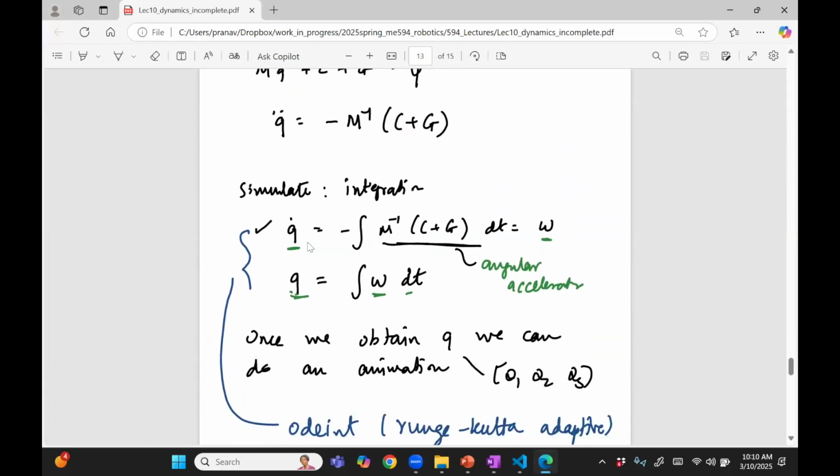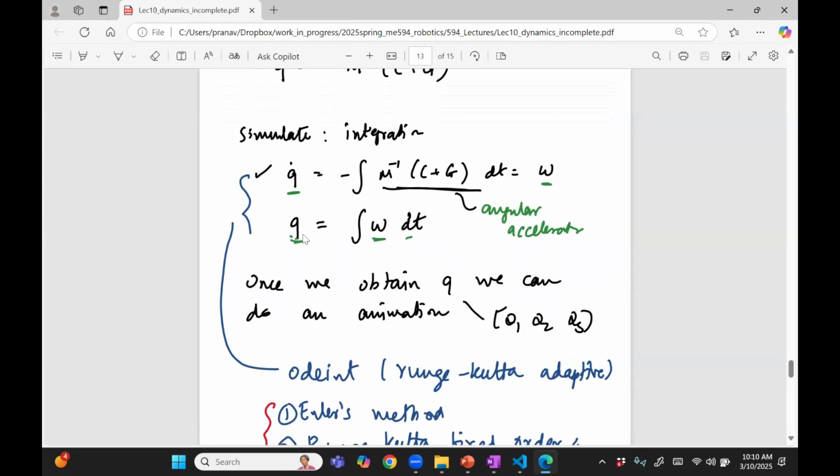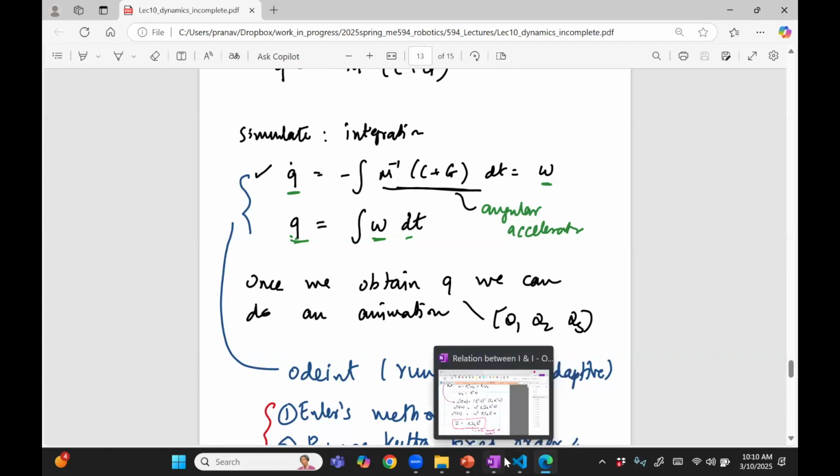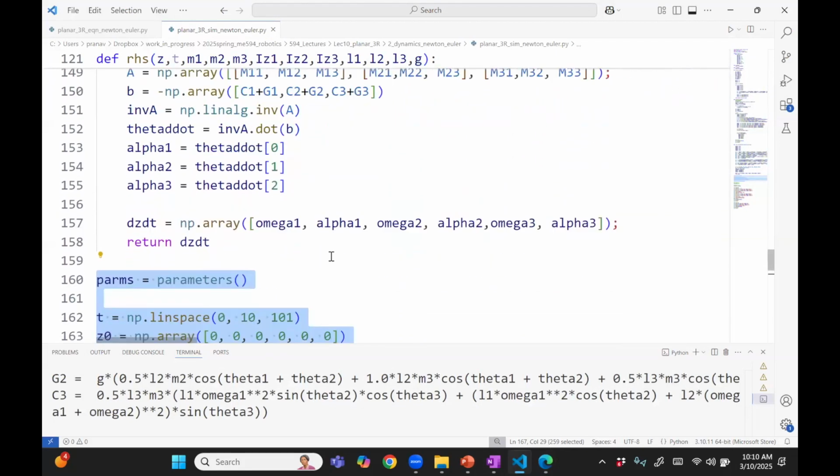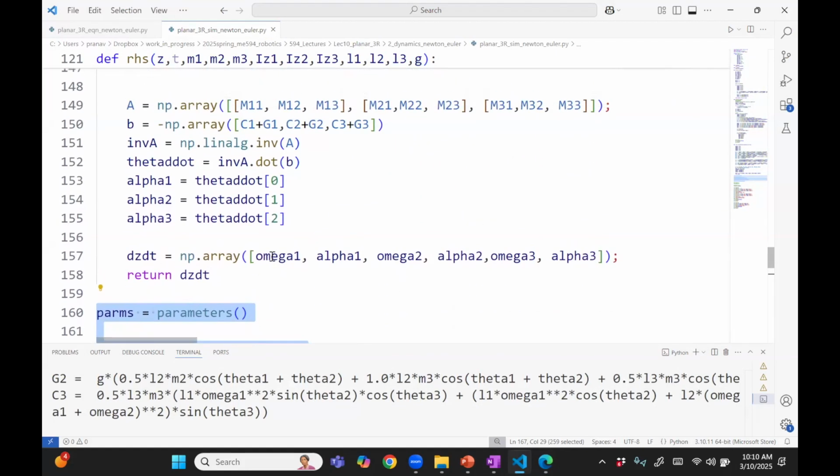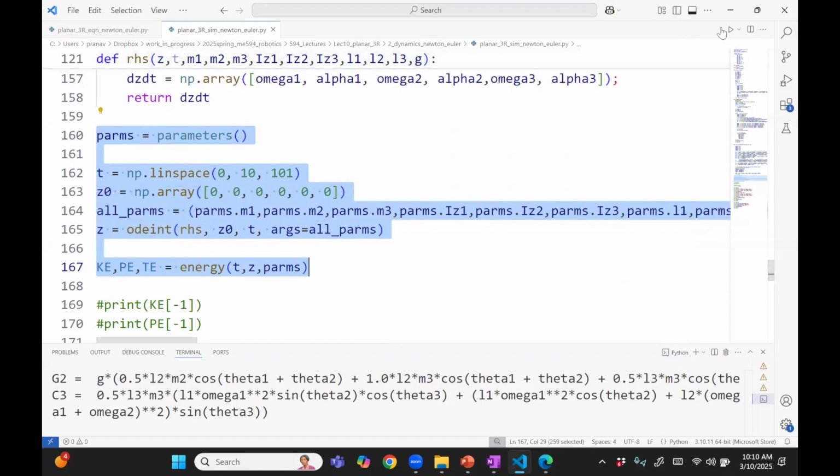So what I'm doing here is I need to compute Q double dot is M inverse times C plus G. So you need the inverse of that matrix. I call that A, and then C plus G is written as B. And then I also need to integrate the angular velocity, whatever comes here. So you'll see there will be three equations because there are three angular accelerations, or three omega dots, and then Q will be three more. So there'll be six equations. So going back to this, dz dt is those six equations: omega 1, omega 2, omega 3, alpha 1, alpha 2, alpha 3. Okay, and so let's run this.